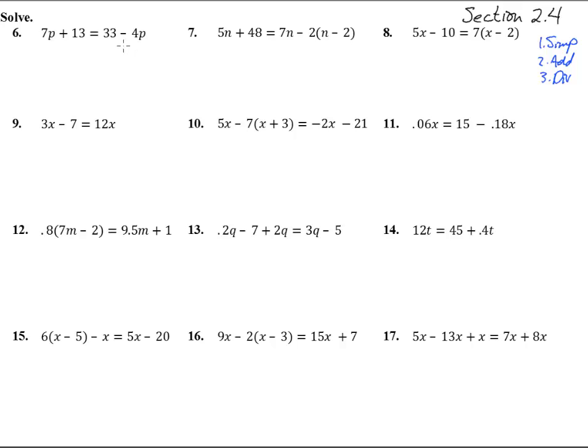So here we're dealing with p's. Let's get the p's together. So let's add 4p over here, add 4p over here. Now we have to do that to both sides of the equal sign. So we get 11p plus 13 equals 33.